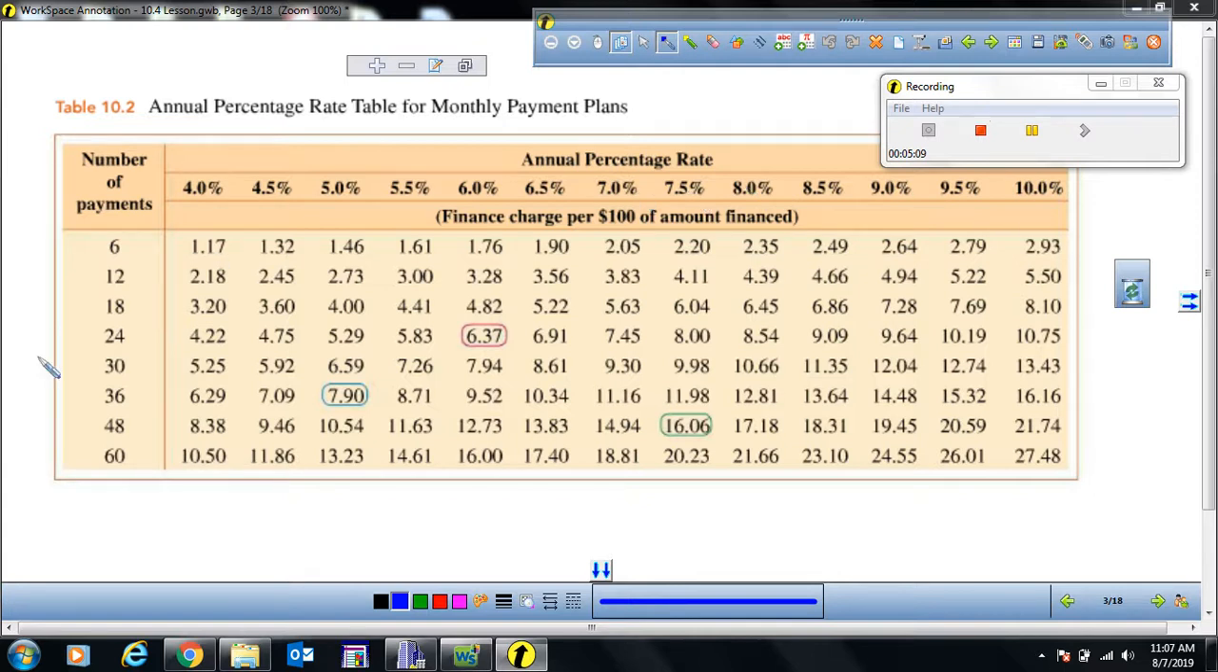And these two things together are going to give you any number from the ones that are here on the table, and these are supposed to be dollars. These numbers within the table are dollars that you're going to be charged as a finance charge for every $100 of the amount that you are borrowing or financing. Okay. So we will look at this a little bit more with the actual problem.